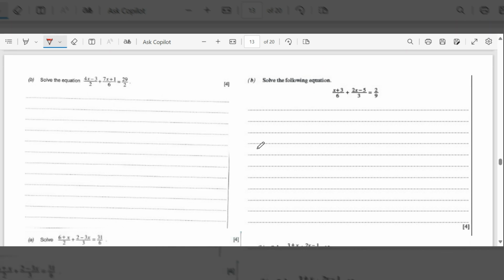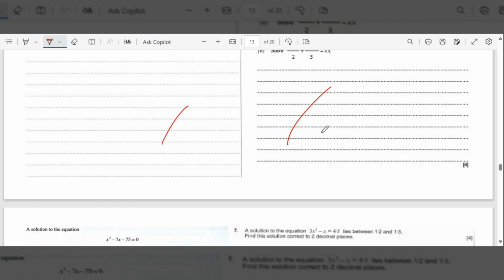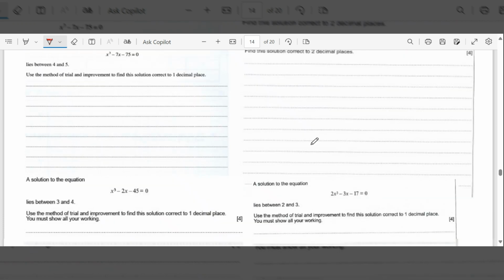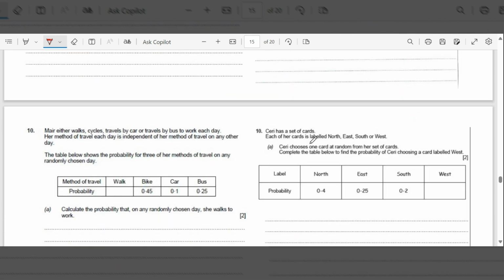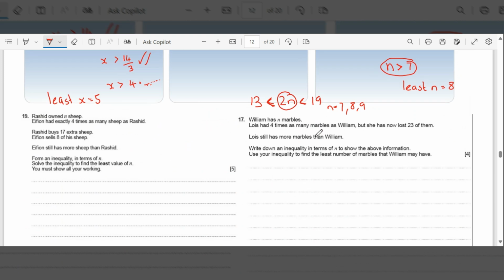Don't need this page. Sorry, don't need this page. Trial and improvement, paper 2. Okay, and then we're on to probability, which I'm going to cover later. So I'll actually go back. I will do a little mop-up, which includes probability, averages, and other bits and bobs later, okay?